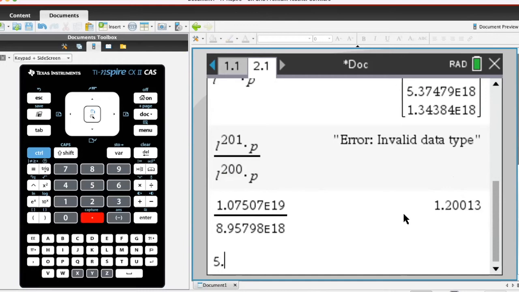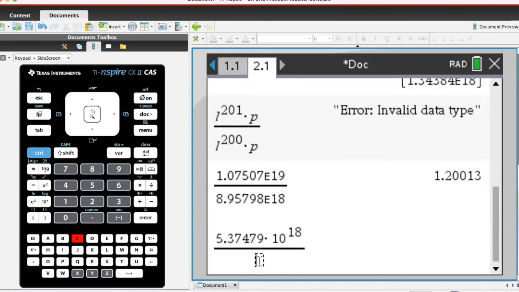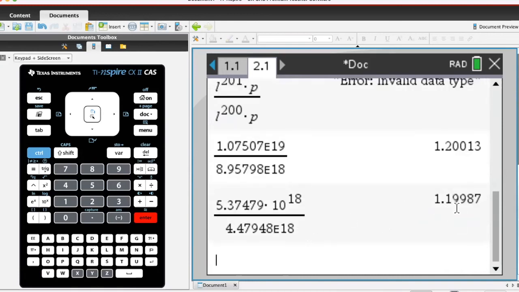If you can't copy and paste, you can simply just type. That's going to be 5. If I do the second one, 5.374799 multiplied by 10 to the power of 18. Okay, I'm just going to copy and paste this down here. Just know this little e basically stands for times 10 to the power of, and then I put 18 for this one. So I click enter, get about 1.199. So again, we're getting close to about 1.2 if I'm rounding to one decimal place.